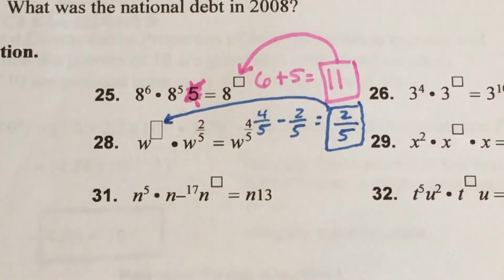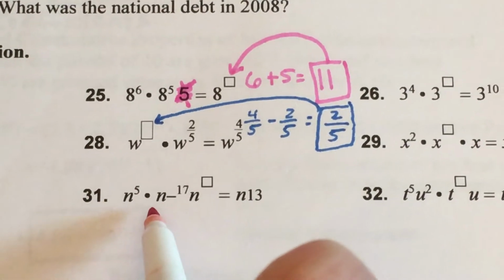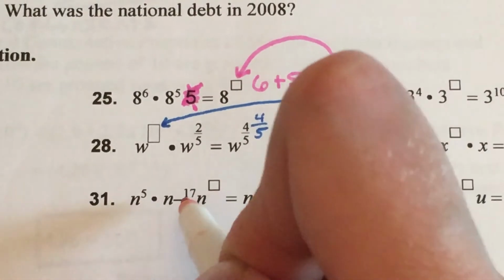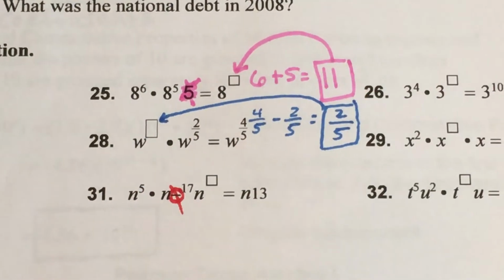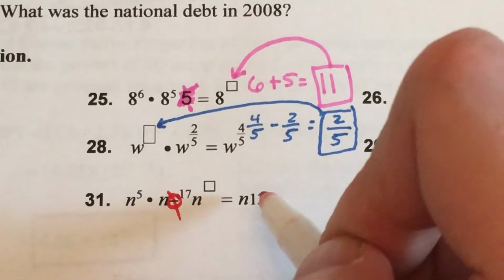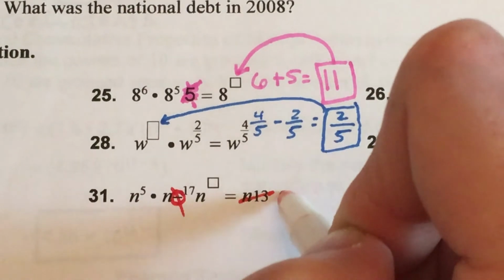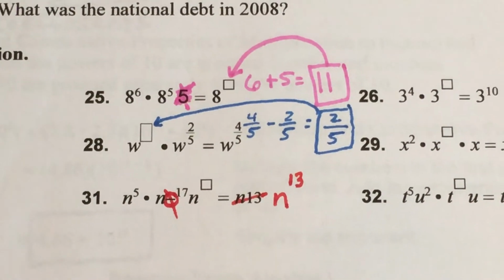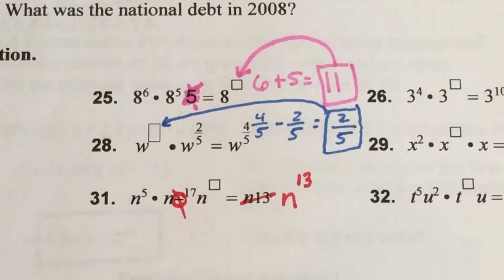All right, last problem. N to the 5th times n to the 17th. So here I think we have another typo. That is not supposed to be there at all. Times n to something else. And here we have another typo. I believe this is supposed to be n to the 13th. Again, this is why I wanted to do these specific 3 problems with you.